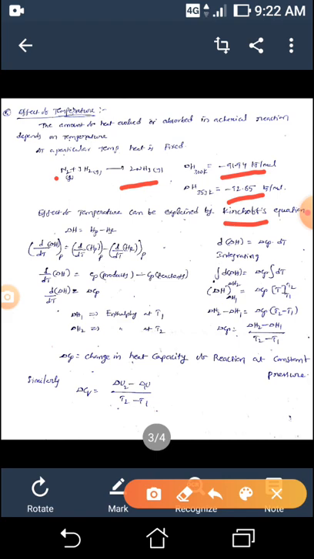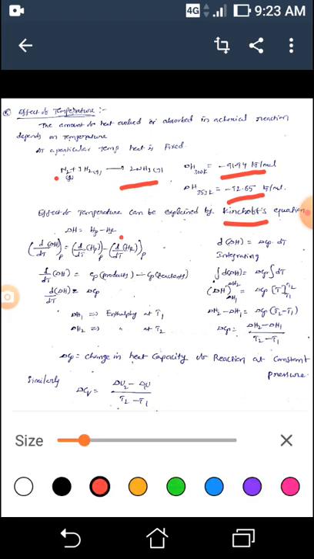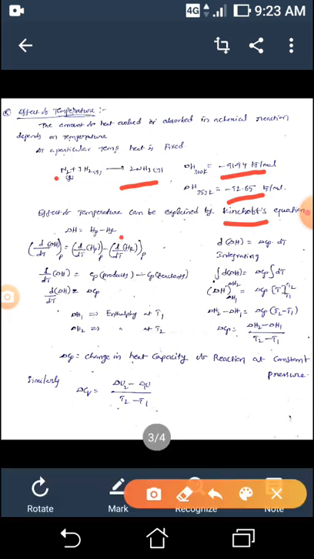The effect of temperature can be explained by Kirchhoff's equation. One of the most important equations in thermochemistry is Kirchhoff's equation. The derivation can be explained based on the enthalpy of a reaction. Here, delta H equals enthalpy of products minus enthalpy of reactants. Now differentiate with respect to temperature: d by dT of delta H equals d by dT of enthalpy of products minus d by dT of enthalpy of reactants.